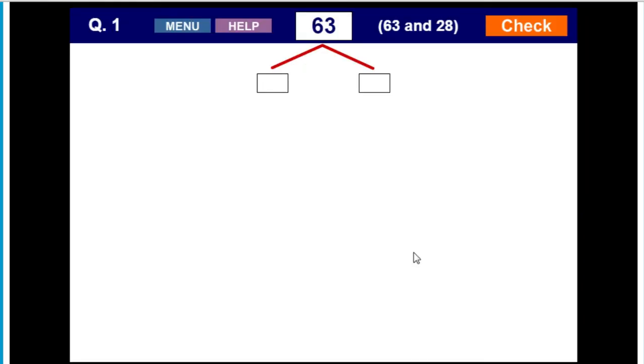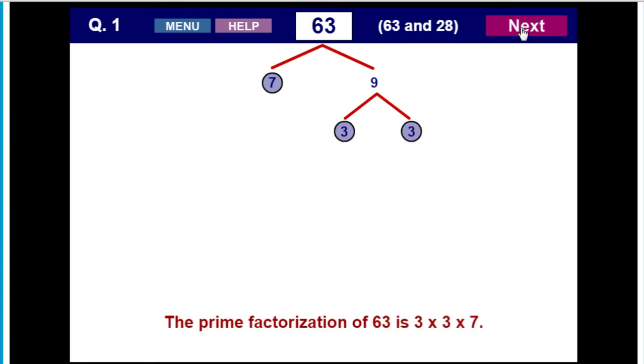Okay, so we've got 63 and it is 7 times 9. And 9 is 3 times 3. Those are all prime numbers, so we had the dingly noise that says we've finished, and we have our equation at the bottom. Well, it's not an equation because there's no equals there. Our prime factorization is here. But 3 times 3 times 7 does actually equal 63. But we're getting 2 factor trees, so when we press next, we'll get the second one.